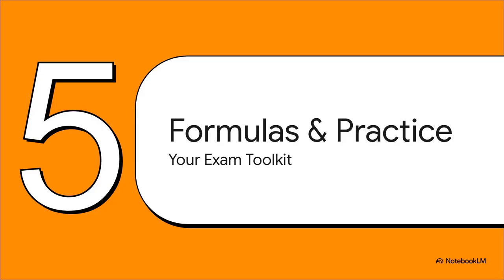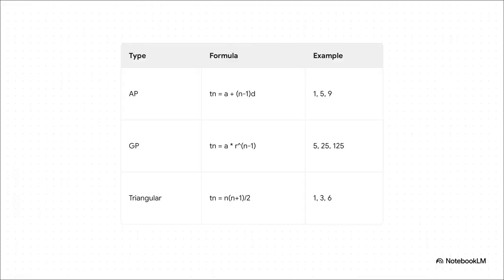Finally, Section 5, Formula Sheet and Practice, your exam toolkit. All right, let's pull everything together into a toolkit you can rely on for test day. This is the culmination of everything we've broken down today. This master formula sheet is incredibly valuable, guys. I highly recommend taking a screenshot of it right now for your study notes. It houses the AP formula with its constant difference, the GP formula with its constant ratio, and even the explicit formula for those triangular numbers we saw way back at the beginning of the explainer.